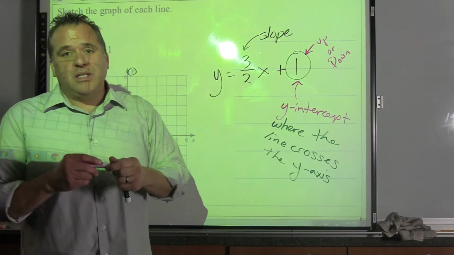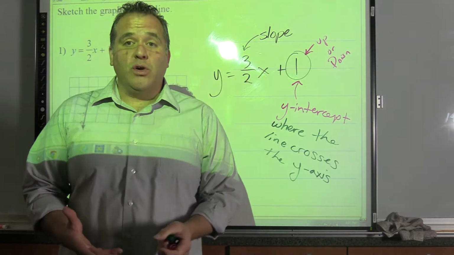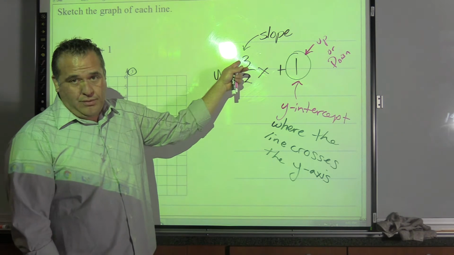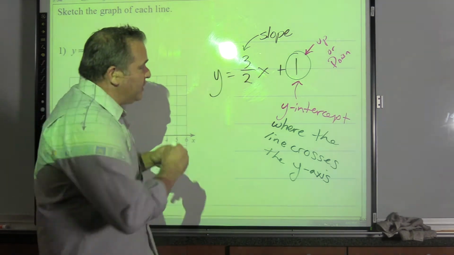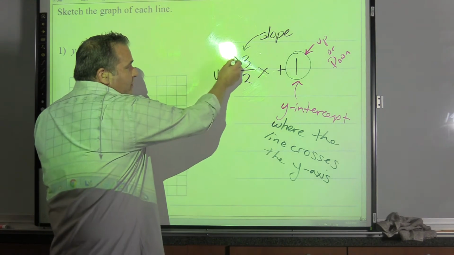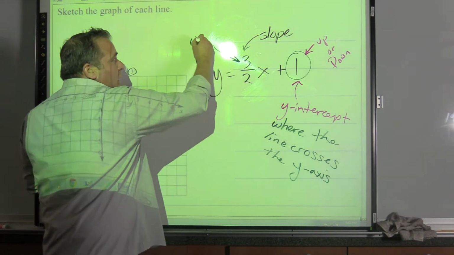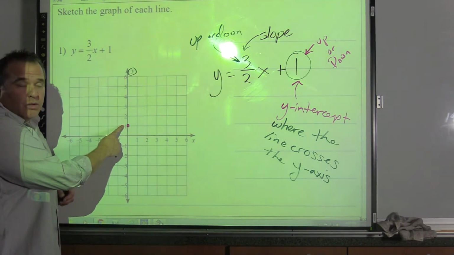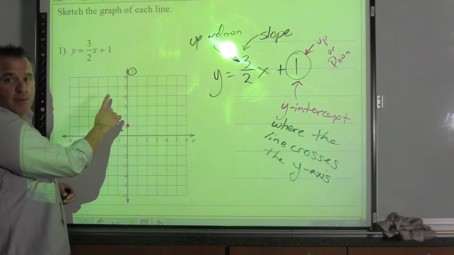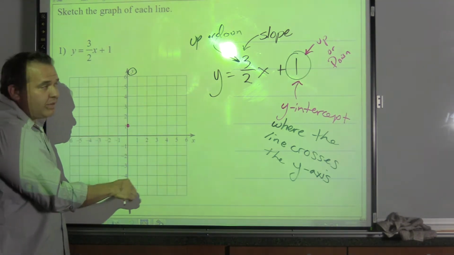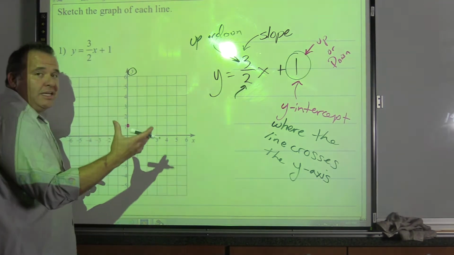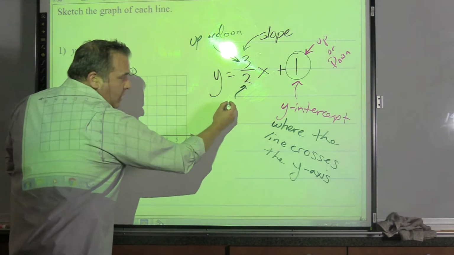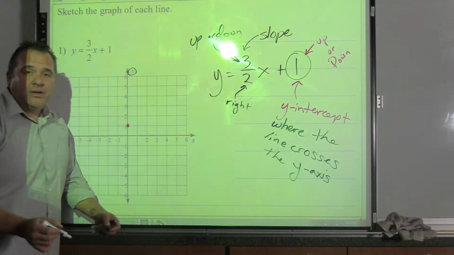The slope is interesting because these two numbers tell you where to go from this point. It's like giving you directions. The number on top, the numerator of the slope, tells you whether you go up or down from your point. If it's a positive number, you will go up. If it's a negative number, you will go down. For the bottom number, it's much easier to always just go right. You could go left as well, but for us, let's just go right to learn how to do this.